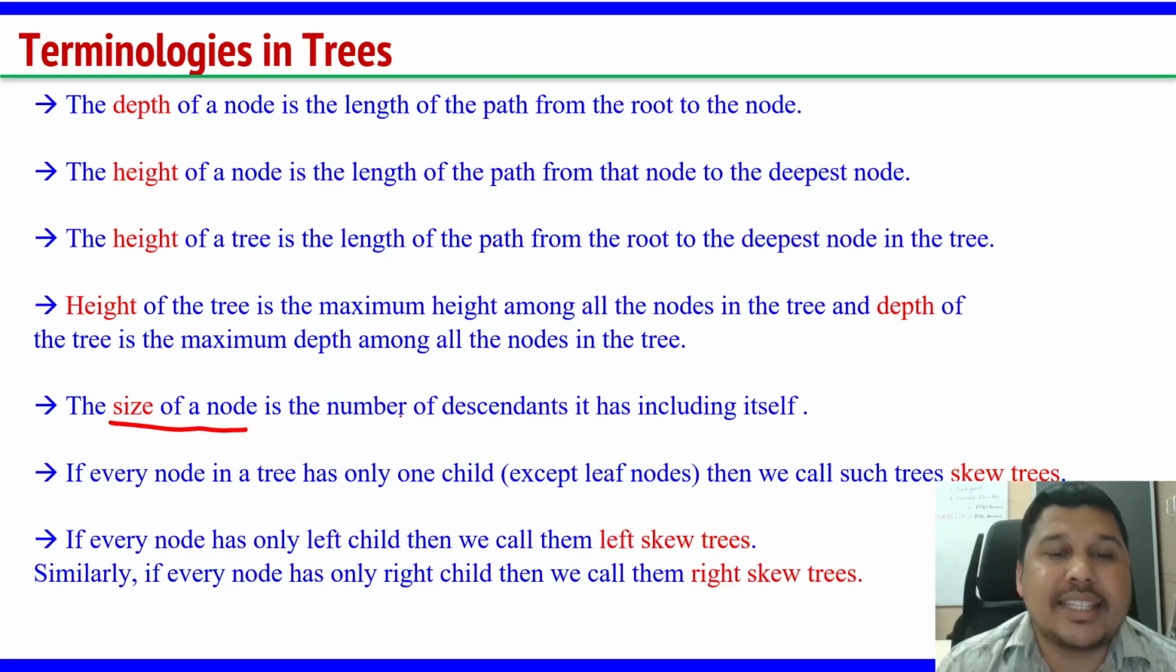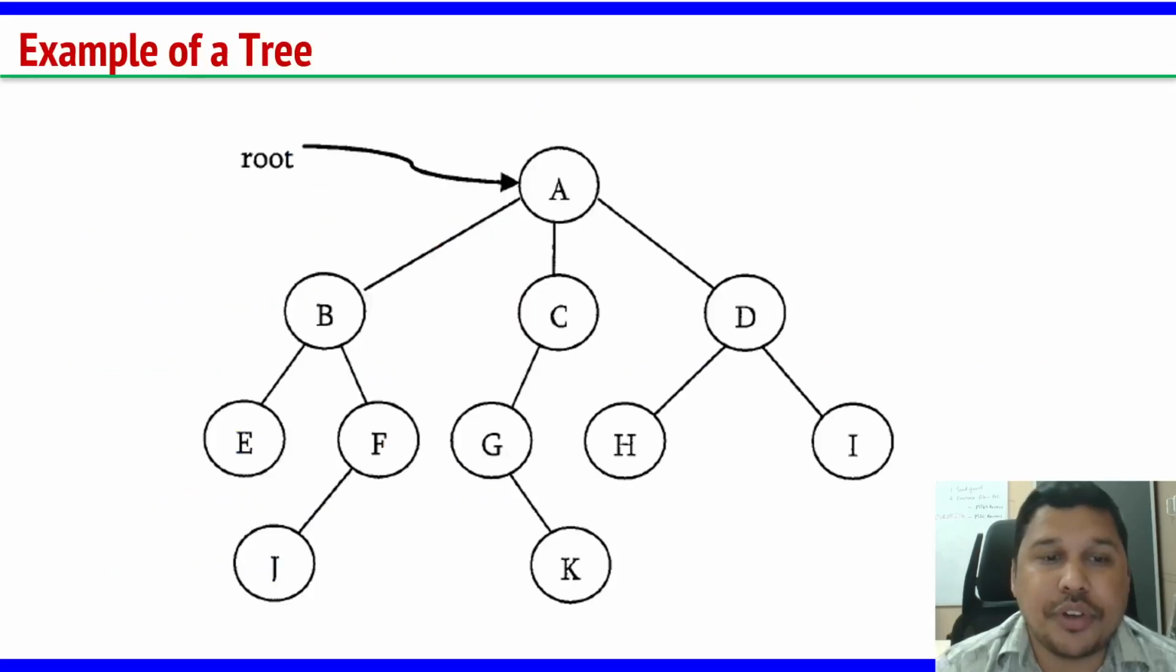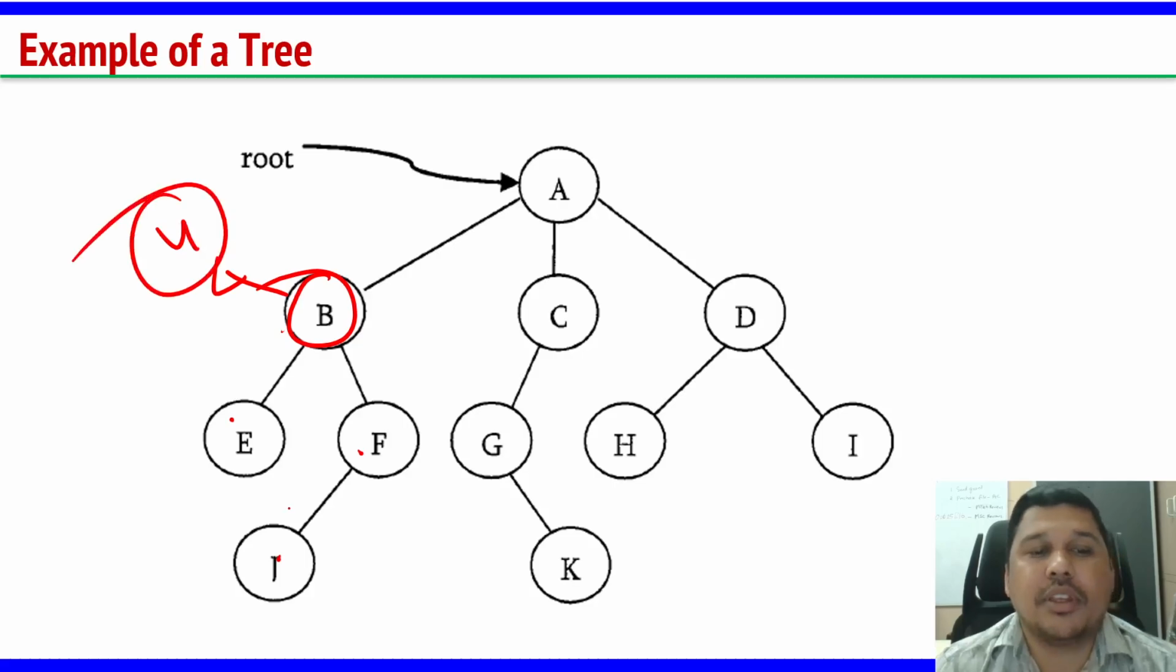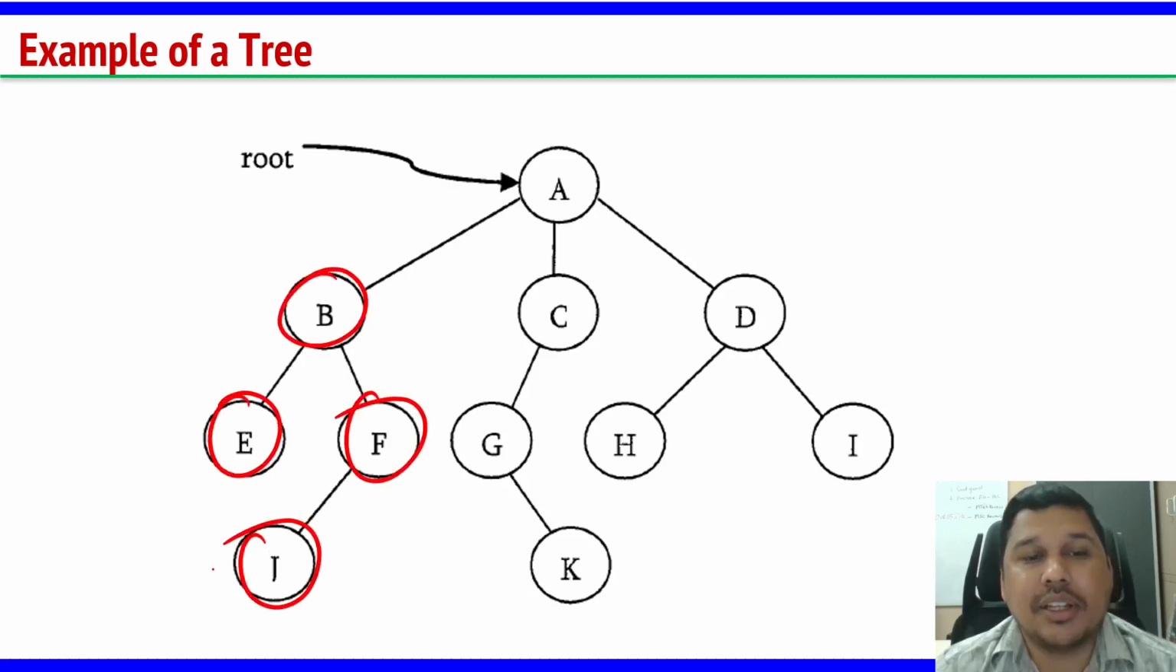Next, the size of a node is the number of descendants it has, including itself. What is the size of the node? Okay, so if we ask you what is the size of this node B, so 1, 2, 3, 4. The size of node B is 4. Why is it 4? It is holding 4 elements, including itself. What are those 4 elements? B, E, F and I. This is the size of a given node, right?